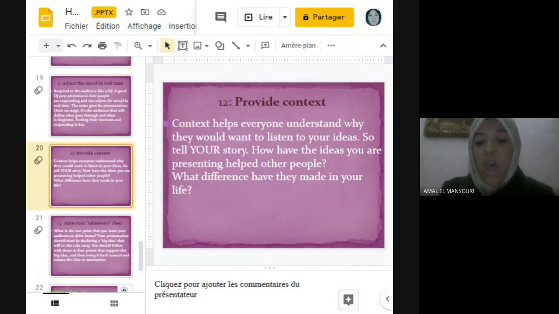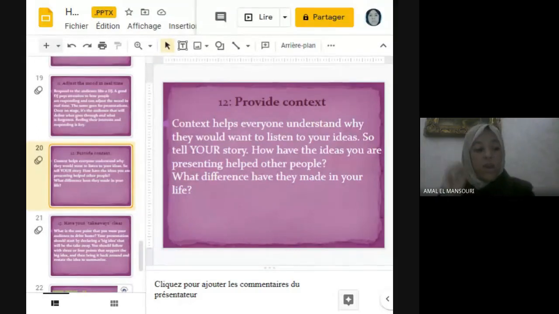Context is the environment, background, or situation within which something occurs. So what is our objective during a presentation? It is that you have to convince the audience about the ideas, about the points, about your topic as a whole. If you want to convince them, you have to provide them context.